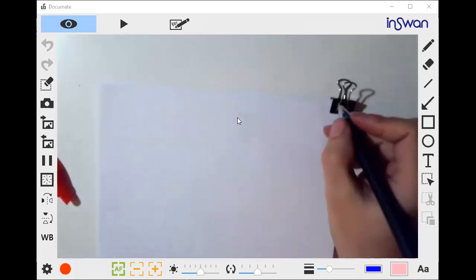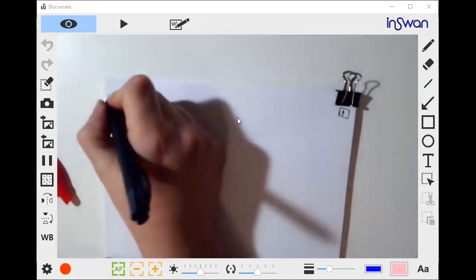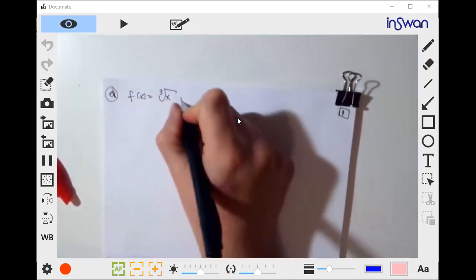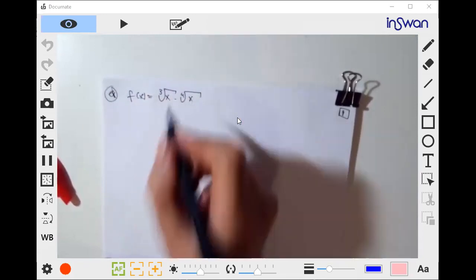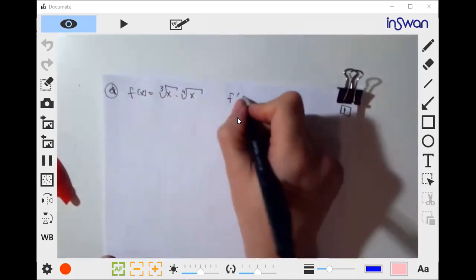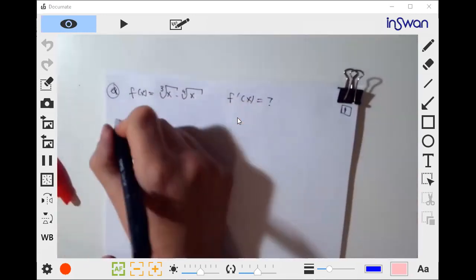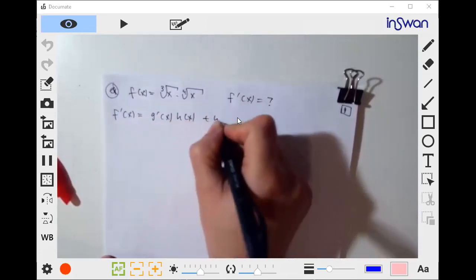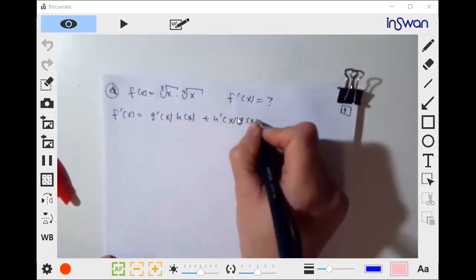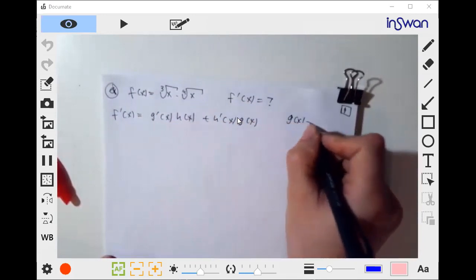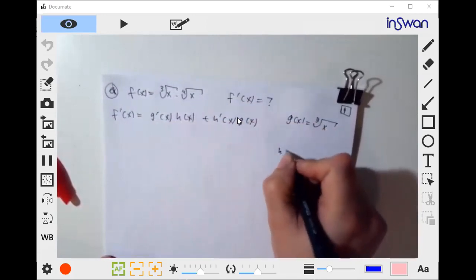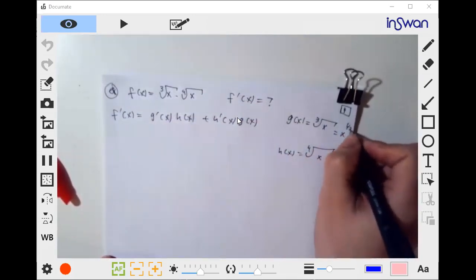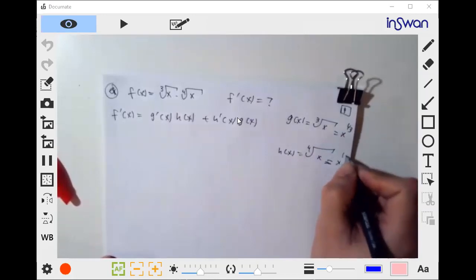Let's do another example. What about f of x is equal to cube root of x times 4th root of x, if we multiply these two guys? And what is f prime of x equal to? Well, we could say f prime of x is equal to g prime of x, h of x, plus h prime of x, g of x, where g of x is our cube root of x, and h of x is our 4th root of x. Recall that this ends up becoming x to the 1/3, and this ends up becoming x to the 1/4.